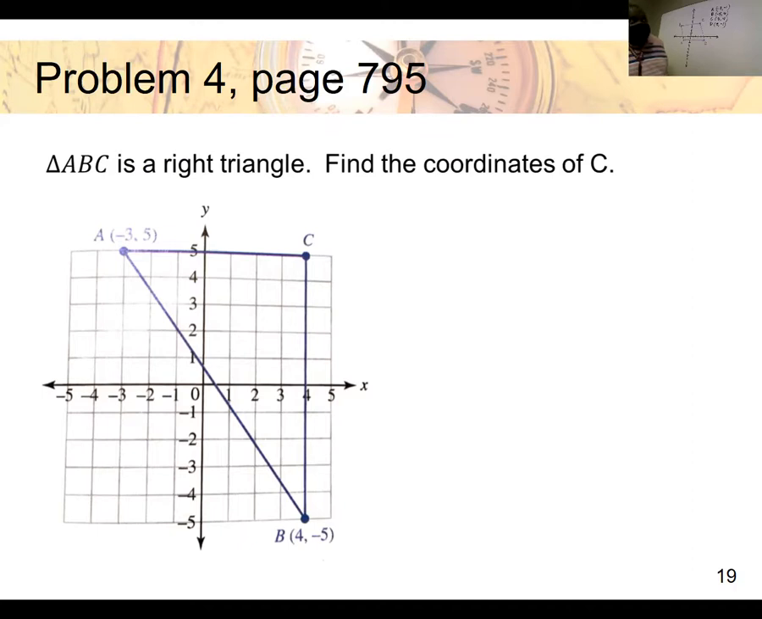What was the question here? Oh, they want the coordinates of C, the ordered pair for C. It'd be 4, 5. Because to get to that point, you have to go to the right 4 and up 5. So the ordered pair 4, 5 would be the coordinates of C. Questions on that particular problem?